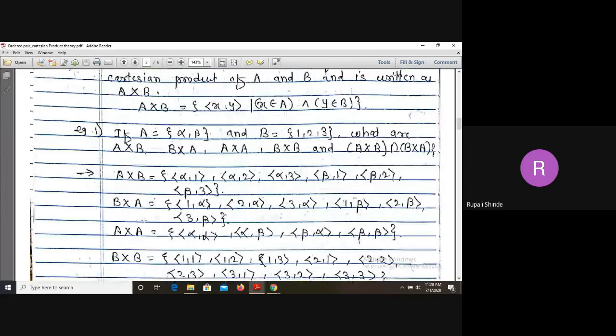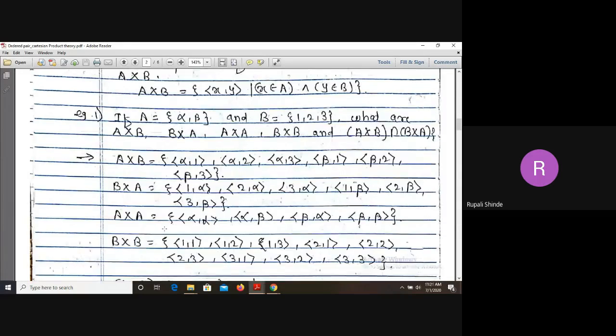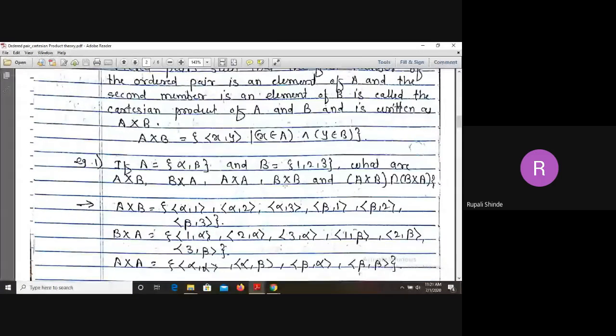Okay. Now the next one is A Cartesian product A. So here we have to take the Cartesian product of A with itself. Okay. Now the first element is alpha. So we can write alpha comma alpha, alpha comma beta. Now consider the first element as beta: beta comma alpha and beta comma beta. So this will give you A Cartesian product A. So likewise we have to find out the value for B Cartesian product B.